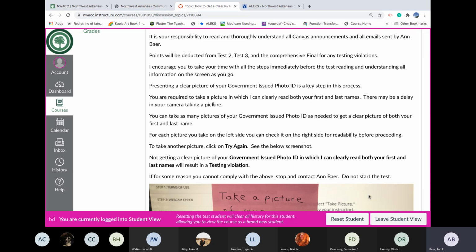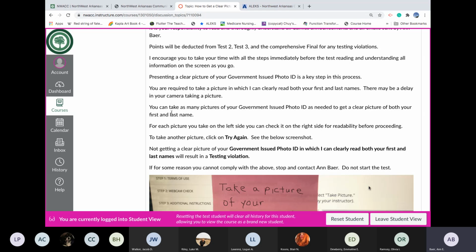So you are required to take a picture in which I can clearly read both your first and last names. There may be a delay in your camera taking a picture, and that's because you're using a webcam in part. There's a delay with almost all cameras, really. You can take as many pictures of your government-issued photo ID as needed to get a clear picture of both your first and last name. I really need to see the first and last name.